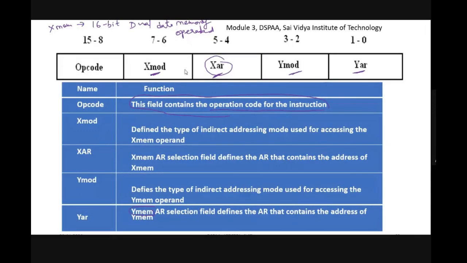And then the simple format of indirect dual operand data memory addressing. This is the opcode, X mod, XAR, Y mod, YAR, which we have learned. XMEM stands for a 16-bit dual data memory operand. Whenever you have X memory, the AR selection field defines the AR that contains the address of the X memory. So what we have in X memory is a 16-bit dual data memory operand. Similarly, Y memory is also a 16-bit dual data memory operand used in the instructions.